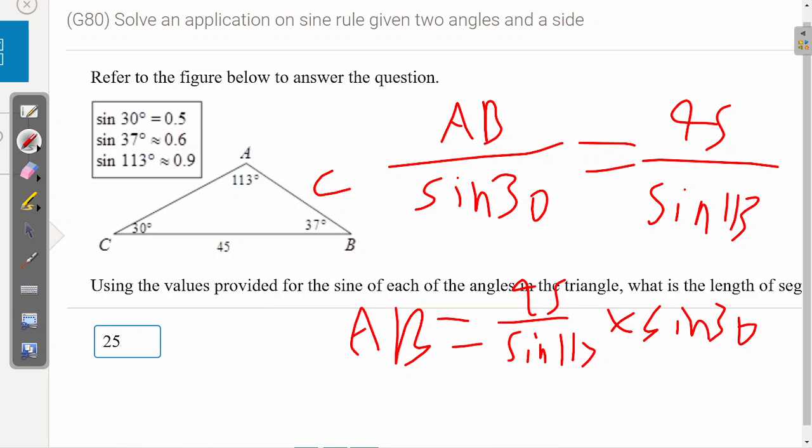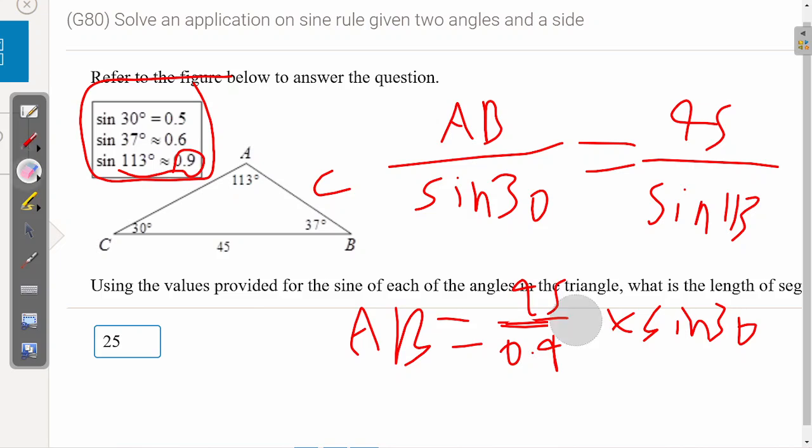Now don't just put this in the calculator immediately. If you saw this little box here, sine 113 is 0.9, so remove that and put 0.9, because if you just put the sine in the calculator you'll get like 24.4, which is wrong. For sine 30 they give us 0.5. Now you'll get exactly 25 for the answer.